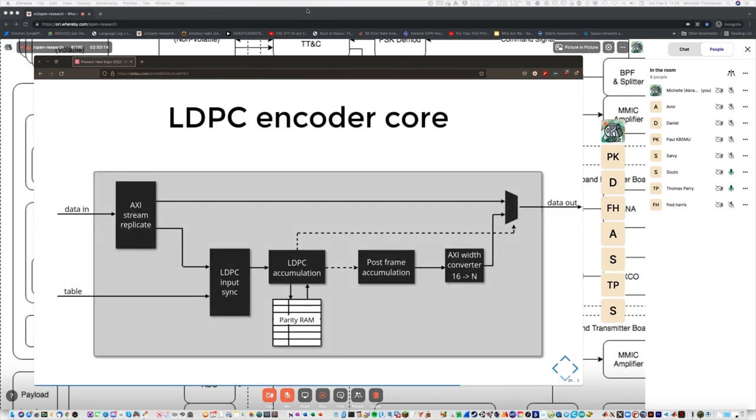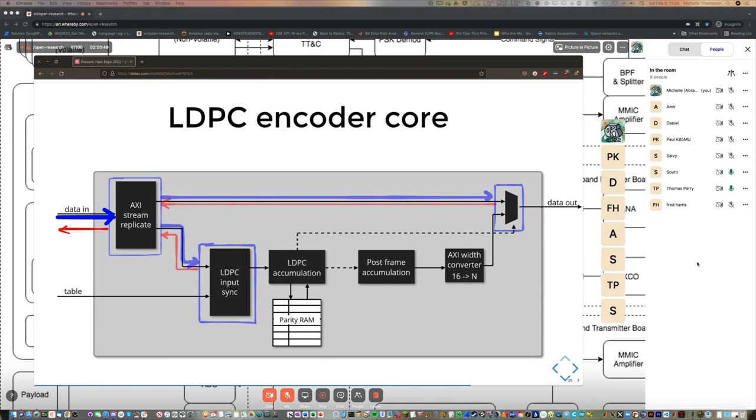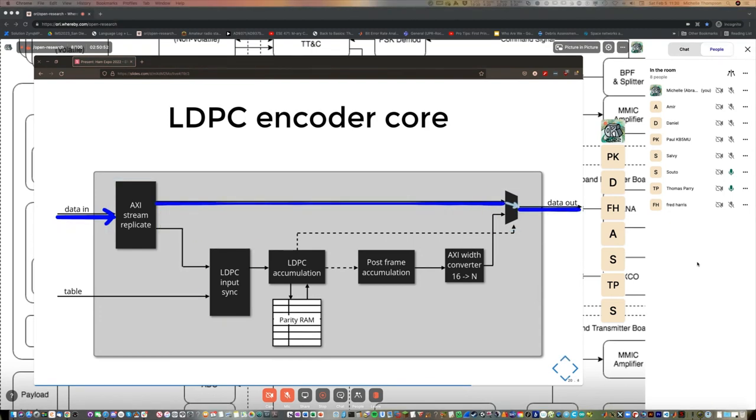So the core encoding block diagram looks like this. This block takes data and table as inputs. The input data stream is replicated into two branches. And replicating here means a single stream becomes multiple streams, in this case, two. This allows the output mux and the input synchronizer blocks to back pressure towards the data input. So the branch on the top goes straight to the output, and the other one goes through the input synchronizer through to the LDPC accumulation.